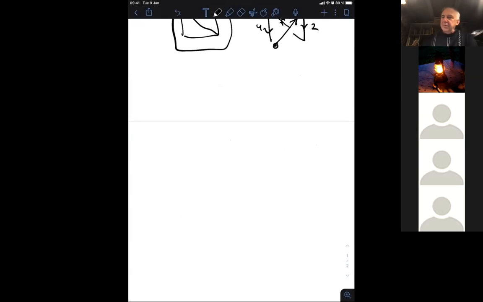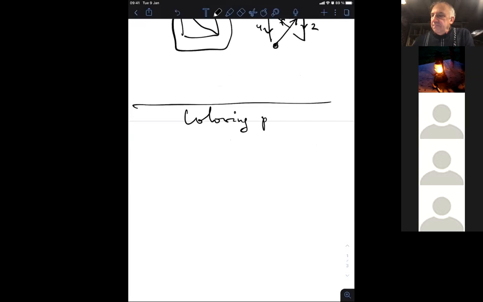So coloring problems. It was originally initiated in the second half of the 19th century, and the problem was how to color a map.